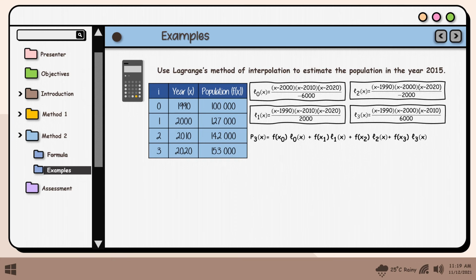Taking note of our L values, we're going to substitute it to our Lagrange's method interpolation formula. Taking note of the L values we have just calculated and our x value, which is now 2015, we are now substituting it to our Lagrange's method of interpolation formula, such that, as shown.